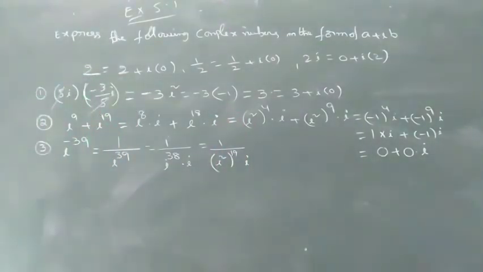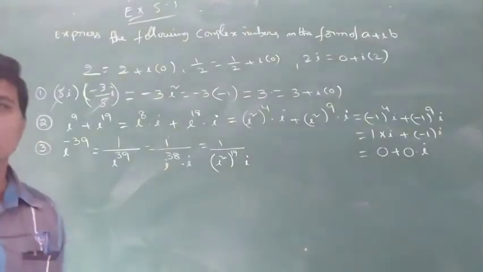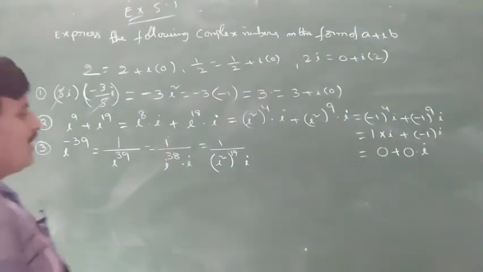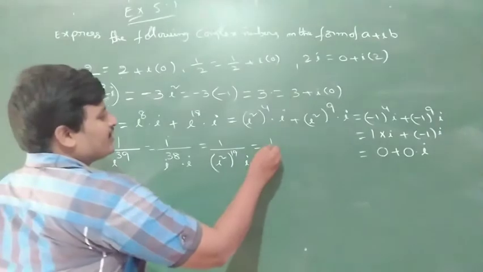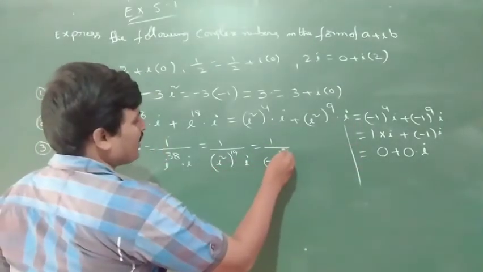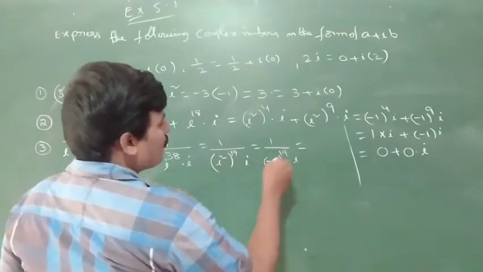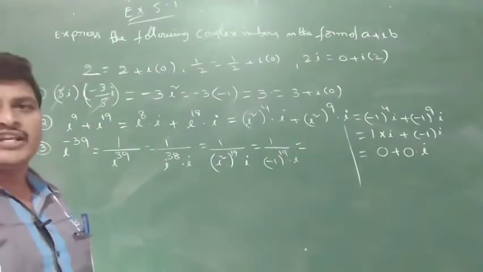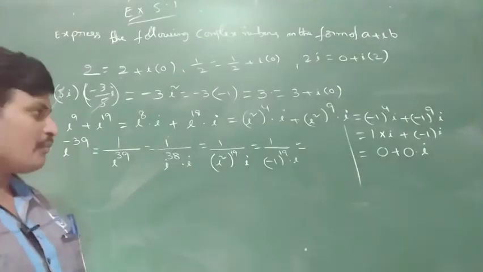Any number is converted into known numbers. i squared is equal to minus 1, i cubed is equal to minus i, i to the power 4 is equal to 1, i to the power 5 is equal to minus i. So (i squared) whole power 19 is equal to (minus 1) whole power 19 into i. 19 is an odd number, and minus 1 to an odd power is equal to minus 1.